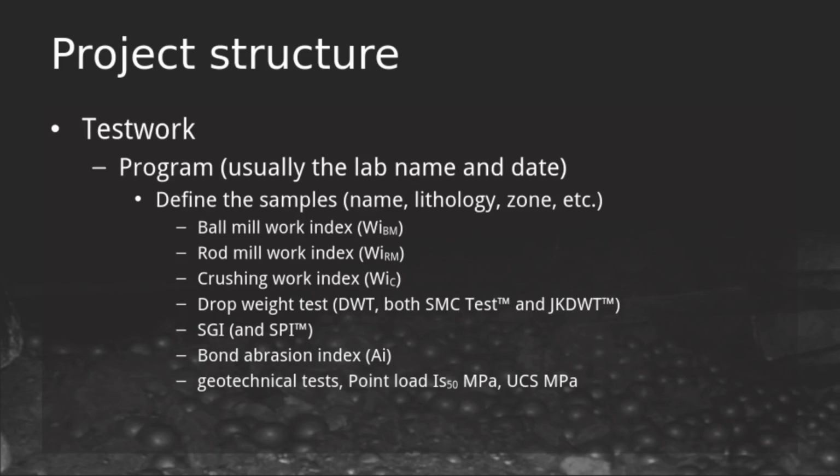And then once you have the samples defined, you can then assign the laboratory test results, such as the ball mill work index, the rod mill work index, drop weight results like A times B, other tests like the SAG grindability index or the Bond abrasion index.